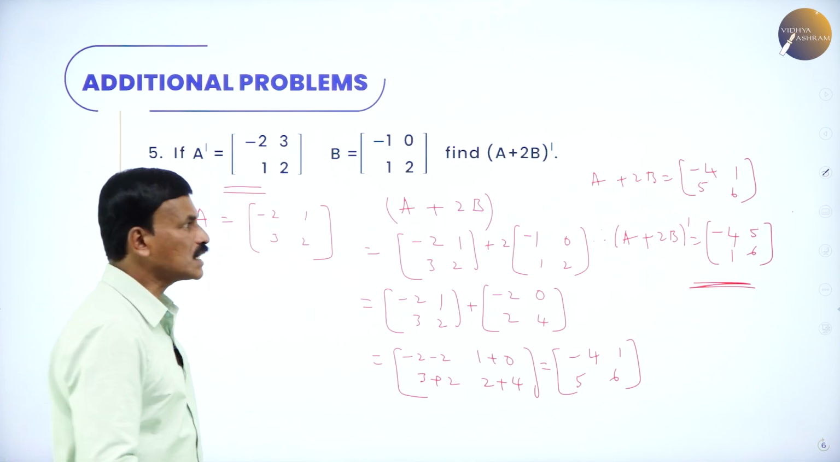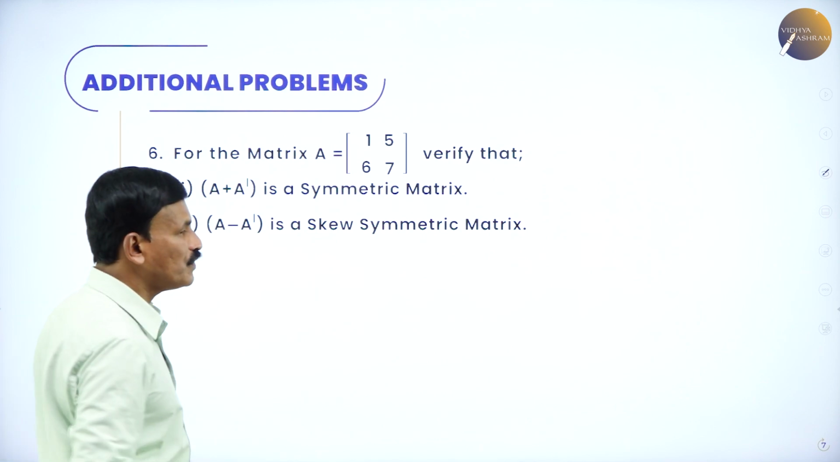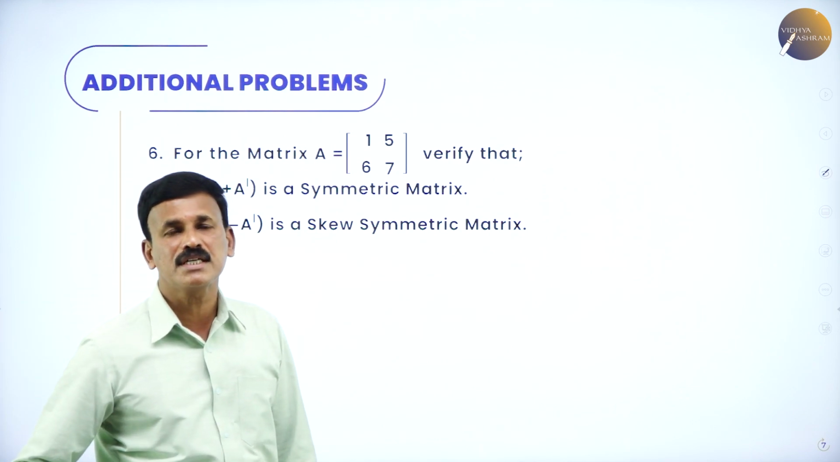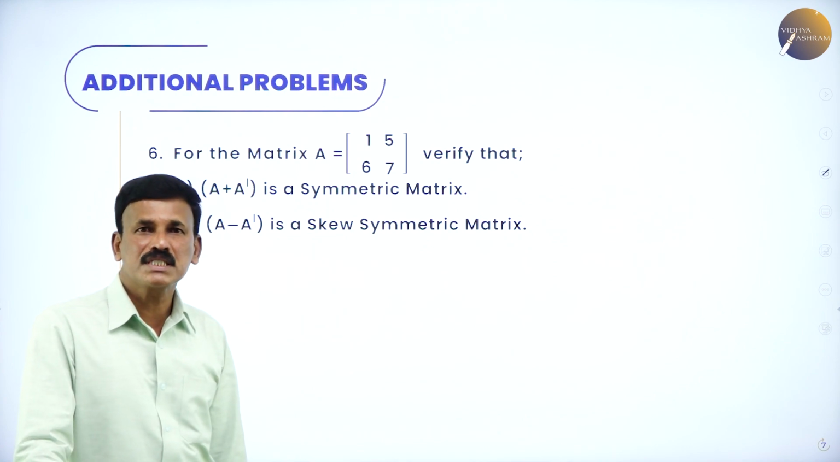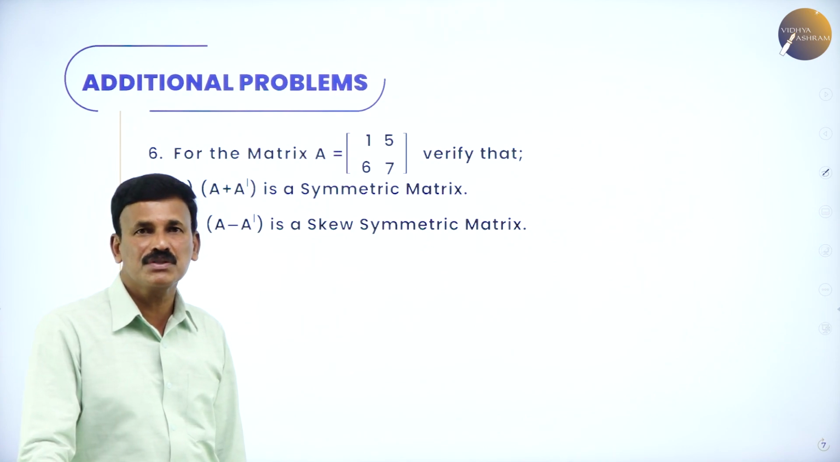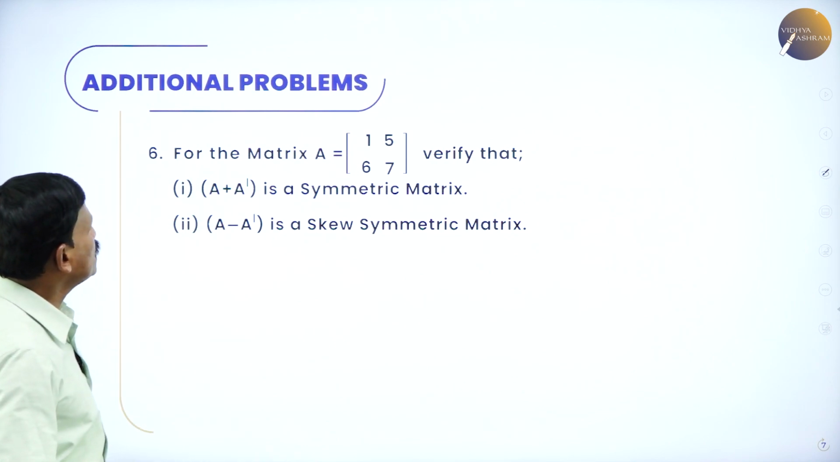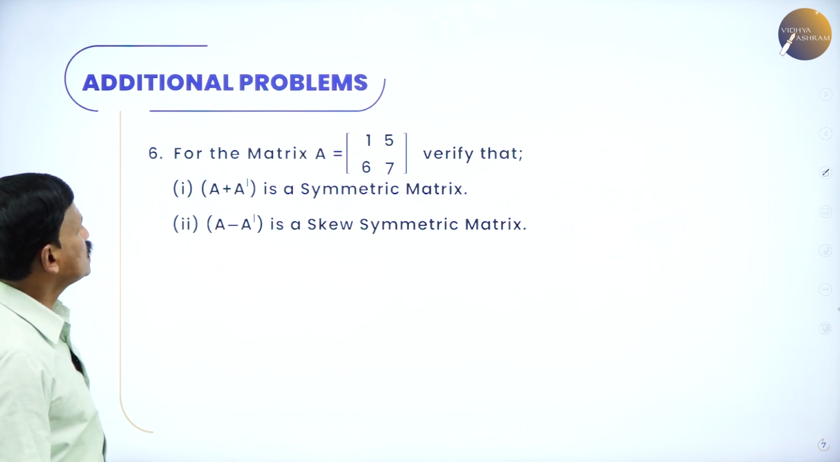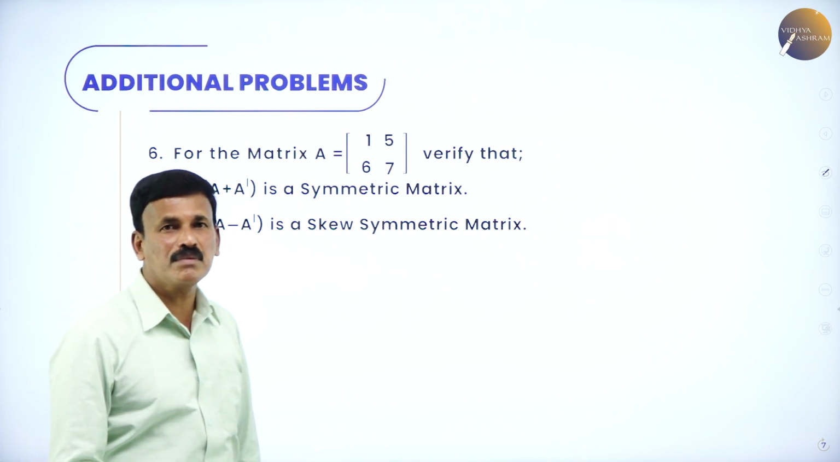Now let us come to the next problem, question number 6. Now this we have verified while doing the problems in symmetric and skew symmetric. Expressing any square matrix as a sum of a symmetric and skew symmetric, we are using the same property. Now what is the question given here? If for the matrix A 1, 5, 6, 7, verify that A plus A dash is a symmetric matrix and A minus A dash is a skew symmetric matrix.